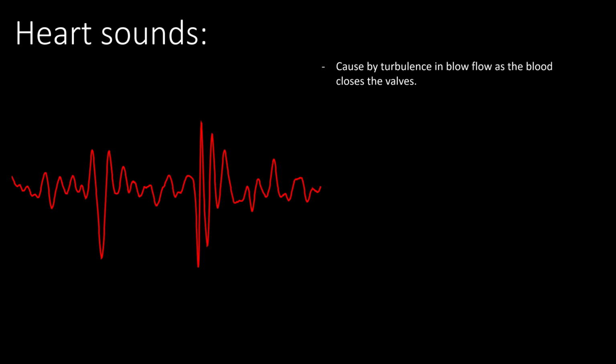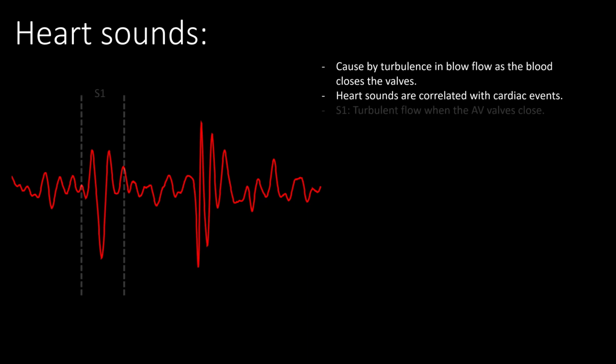Heart sounds are produced by turbulent blood flow within the heart and its associated vessels, and occur in correlation with specific cardiac events, usually the closure of valves. The first heart sound is the result of the turbulent blood flow due to the closure of the atrioventricular valves. As the pressure in the left ventricle is greater, the sound is usually heard loudest at the apex of the heart.